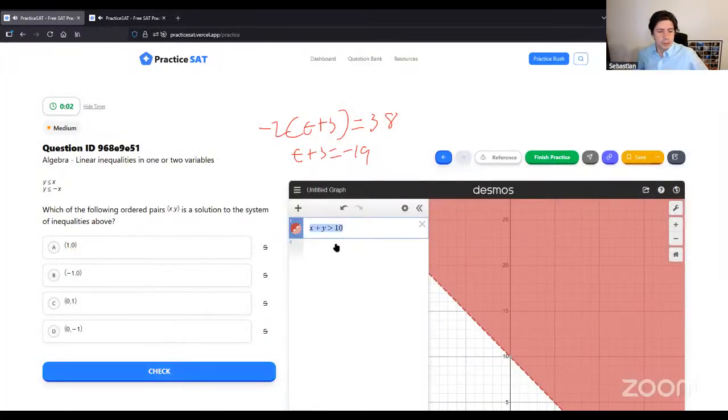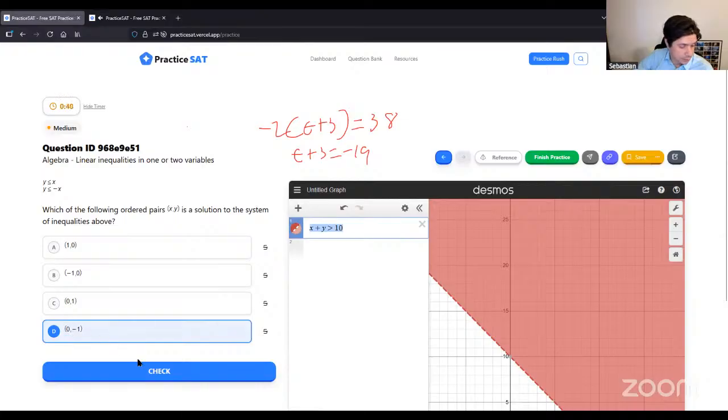Okay, here. Which of the following ordered pairs is the solution to the system of inequalities above? So this one will be y is less than x, y is less than or equal to negative x. So let's look. In A, y is less than x. In B, it's also, but it's not less than or equal to negative x. It'll be D. Because there, no matter what x is, y is going to be less than it.